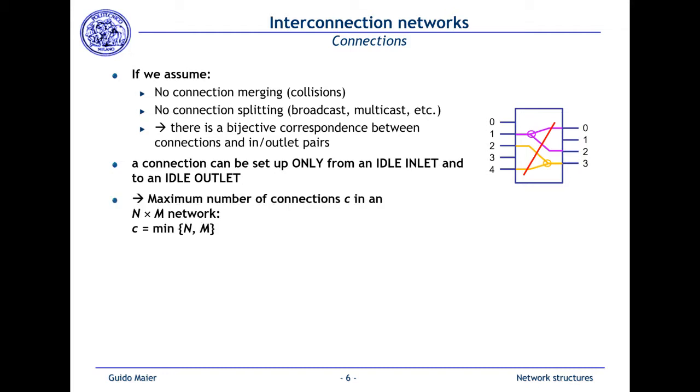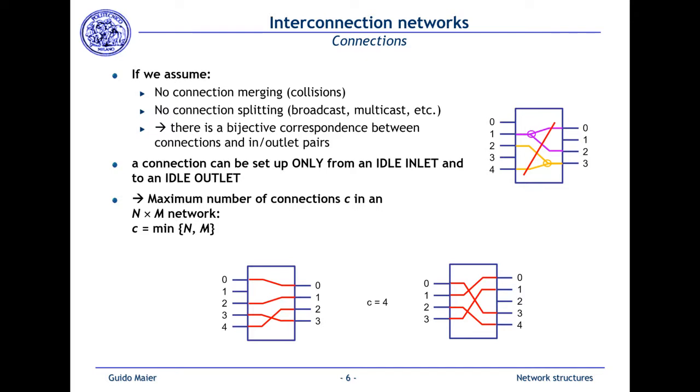So if this is true, then you can also calculate the maximum number of connections that you can set up in an N by M interconnection network. And this is, of course, the minimum between N and M, because when you have saturated the minimum of the two sides, the outlets or the inlets, you cannot set up any more connections. So for example, here you have a 5x4 switching matrix, and the maximum number of connections is 4. This is the situation where you have achieved the maximum number.